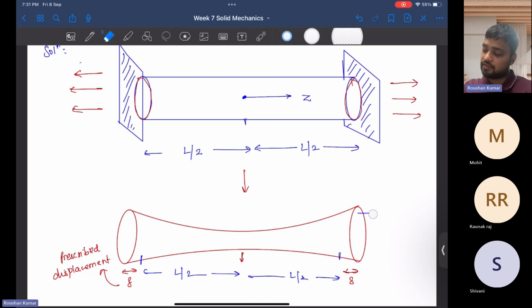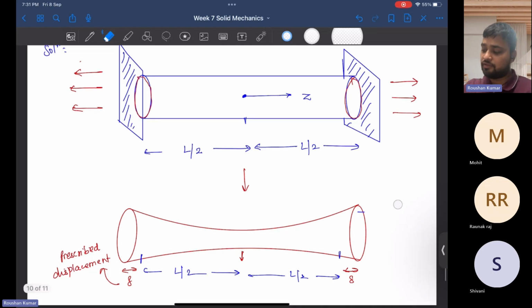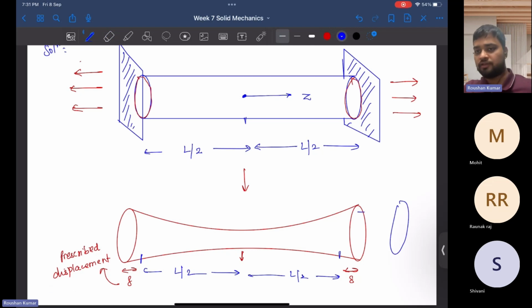But here if we stretch the cylinder, there is an equal displacement along z direction. That means it is independent of the radius. And it is also mentioned in the question that the cross section remains planar after deformation. That means there is no out of plane deformation. That means after the deformation, the circular cross section remains circular. There is no out of plane deformation.